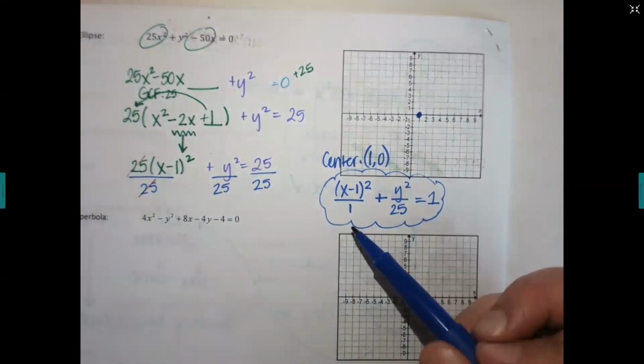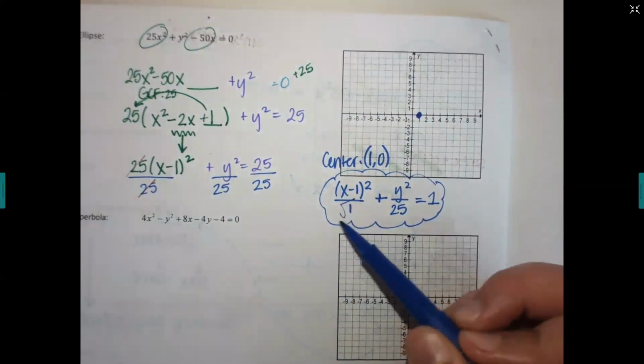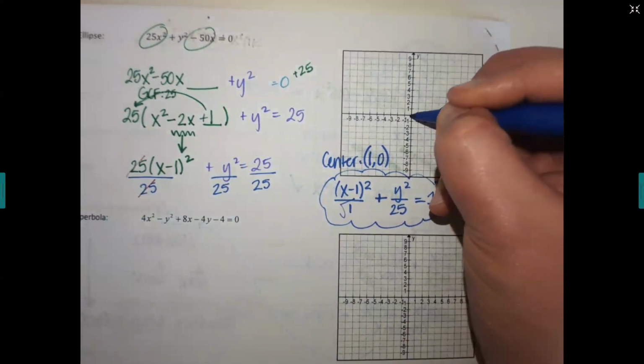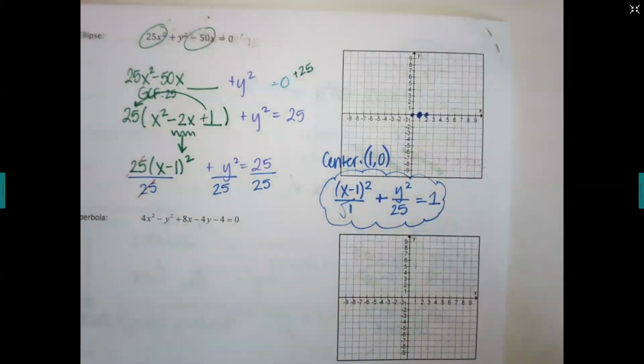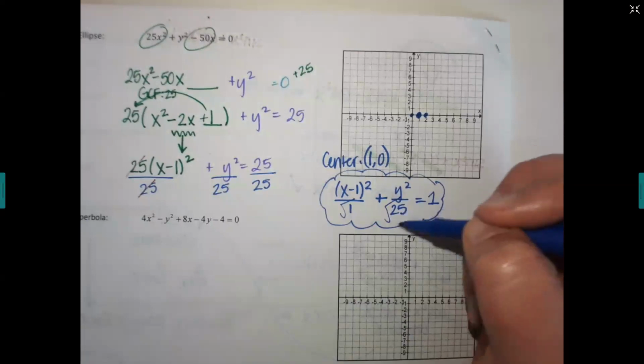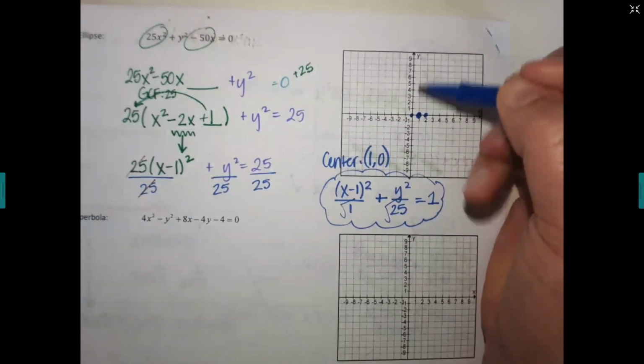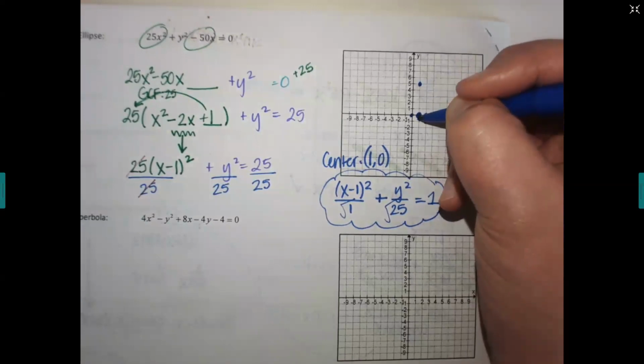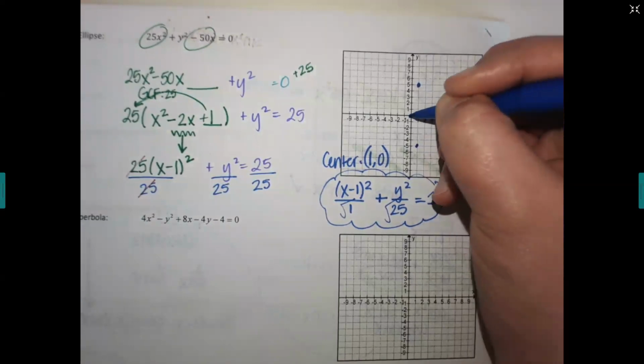Then remember, the square root of the number under x tells you how many to go to the side. So if it's a 1, the square root of that is 1 again. And then the square root of the number under y tells you how much to go up and down. So the square root of 25 is 5, then I'll go up 5, and then I'll go down 5.